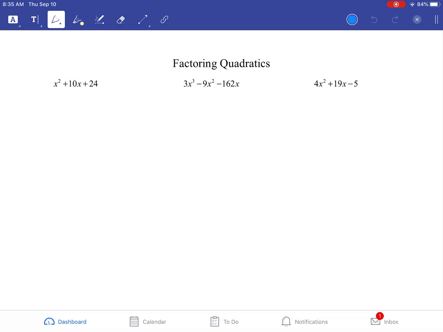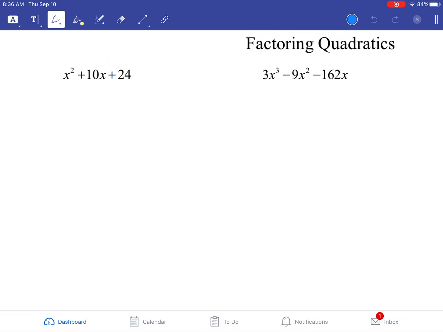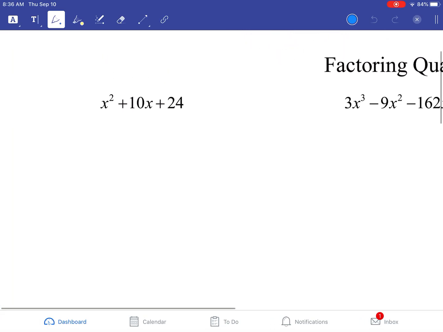Next one would be, is it a simple factoring type of problem? If not, it's probably going to be an advanced factoring type of problem. We're going to see all those things in play in these three problems. All right, so let's do these one at a time. The first one, here we go.